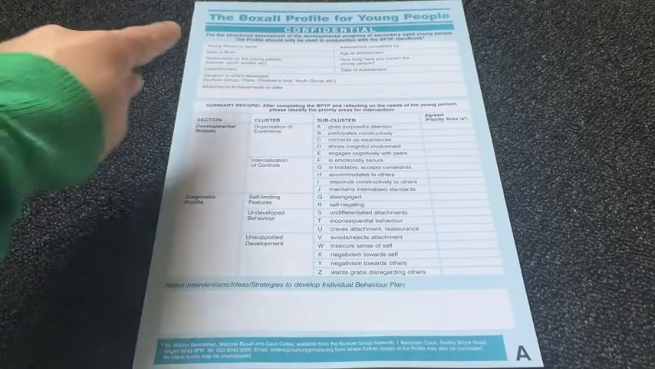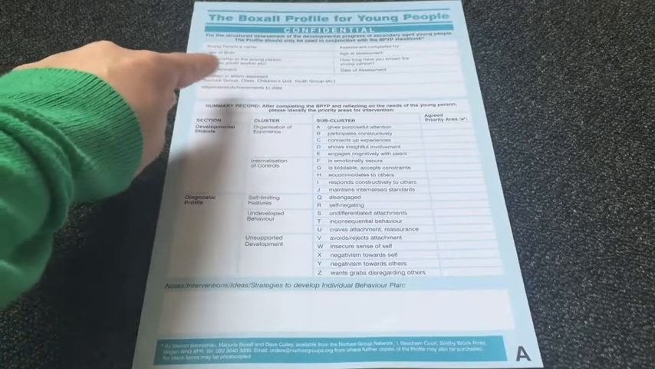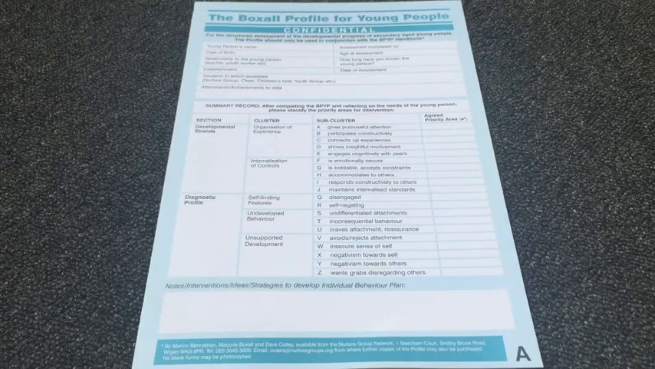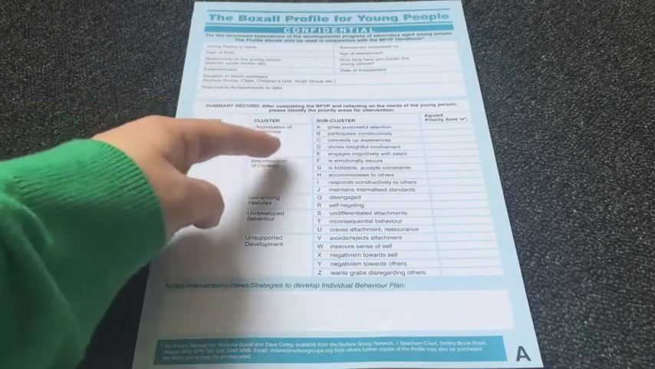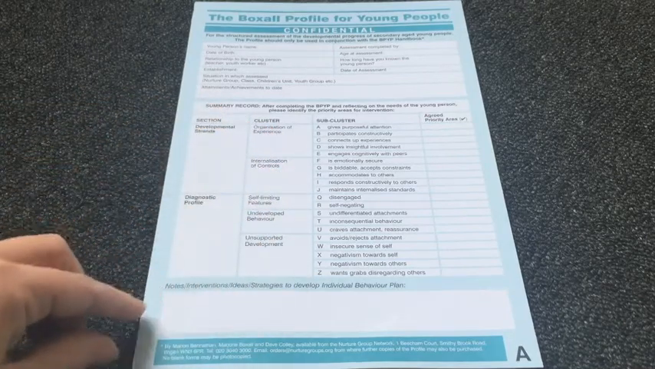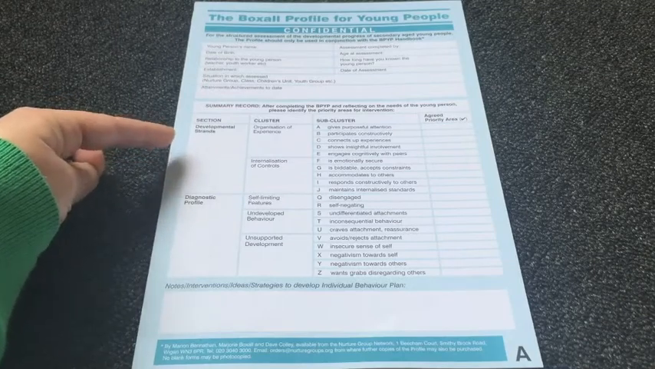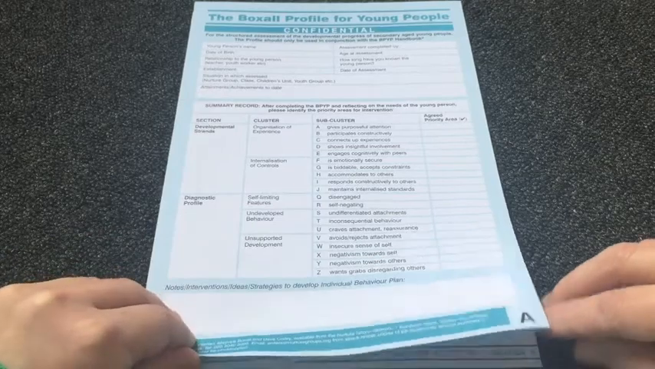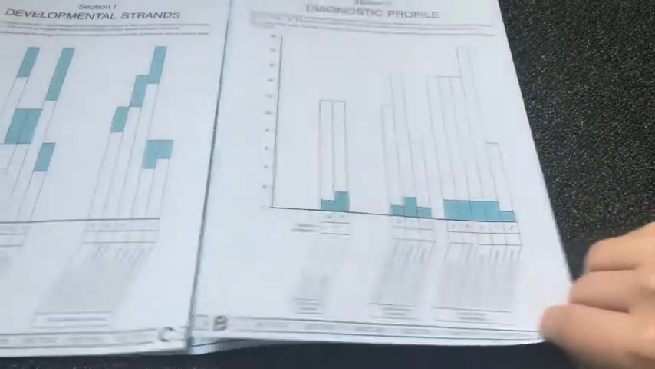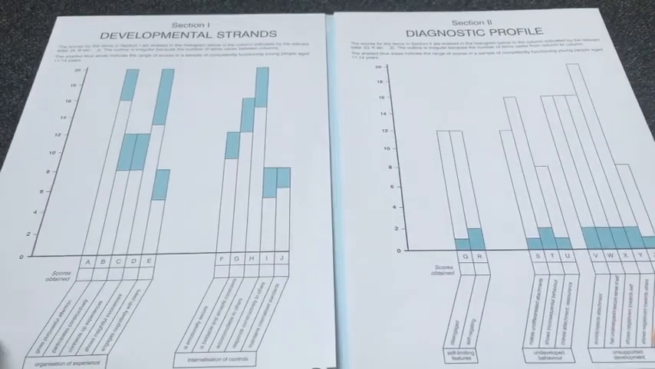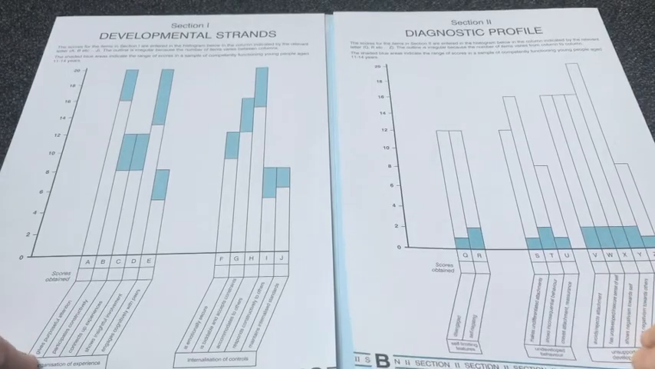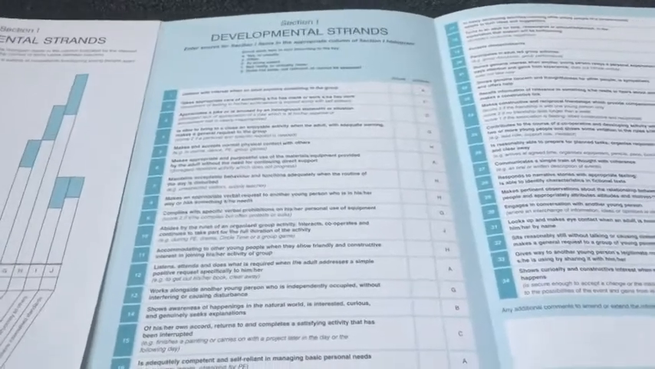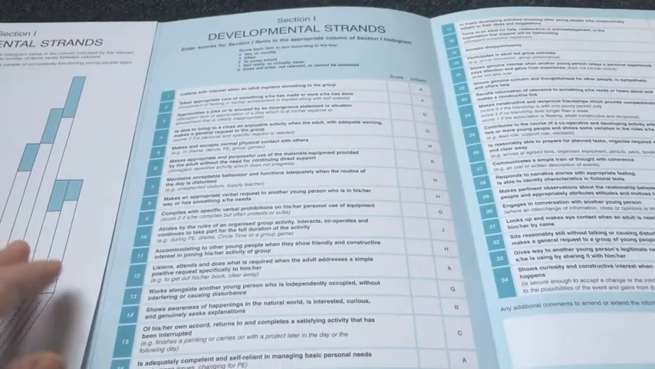So on the front you can see here there's space to put the young person's details, the date that you start the assessment, and then this is a little breakdown of the two sections which you assess. So developmental strands here and diagnostic profile. Then when you open it up, you can see these are the two graphs that you actually use to plot your answers on. So in section one, these are the developmental strands.